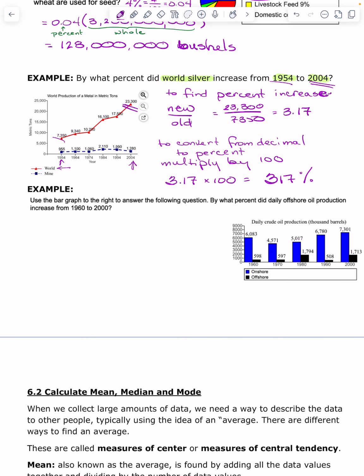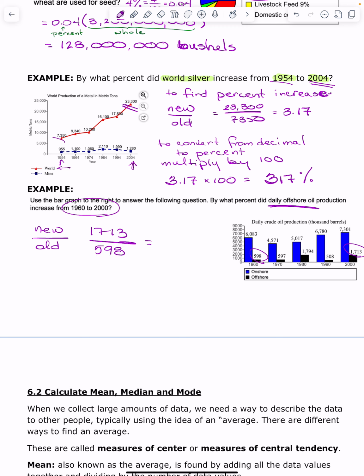Okay. Same type of question. This time we are using a bar graph. Here we've got a double bar graph. It's comparing daily crude oil production onshore and offshore. This is asking about daily offshore oil production from 1960 to 2000. So again, new is our 2000, old is our 1960. Our new production, 1,713,000 barrels. Offshore is the black. Divided by the old production, 1960 production was this 598.